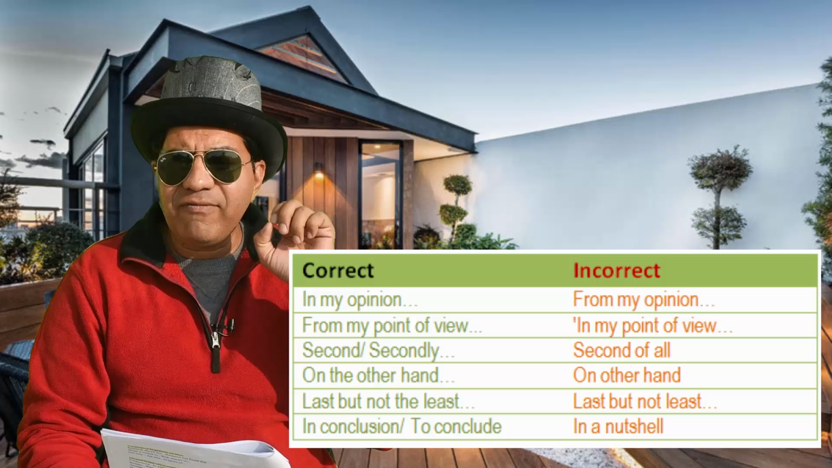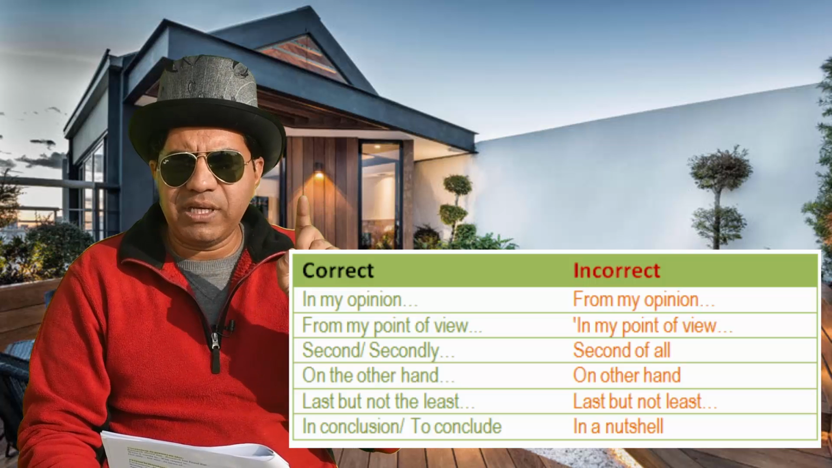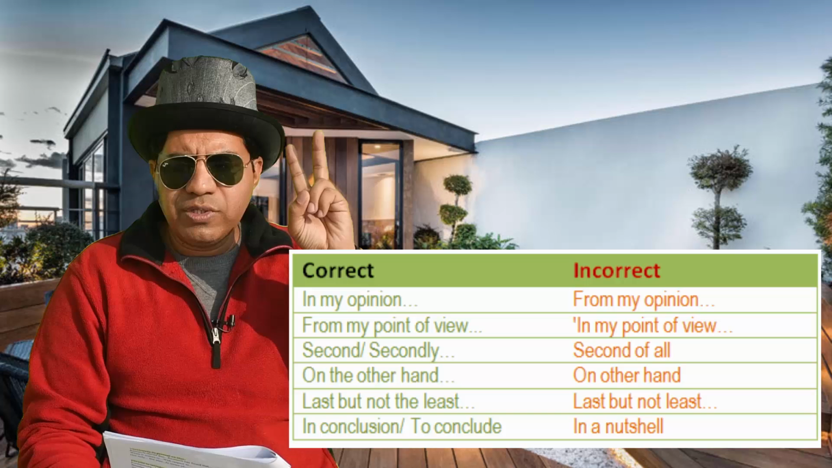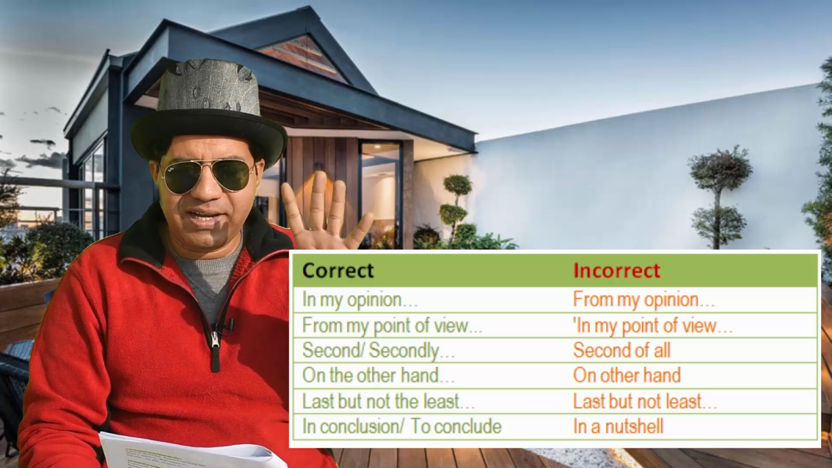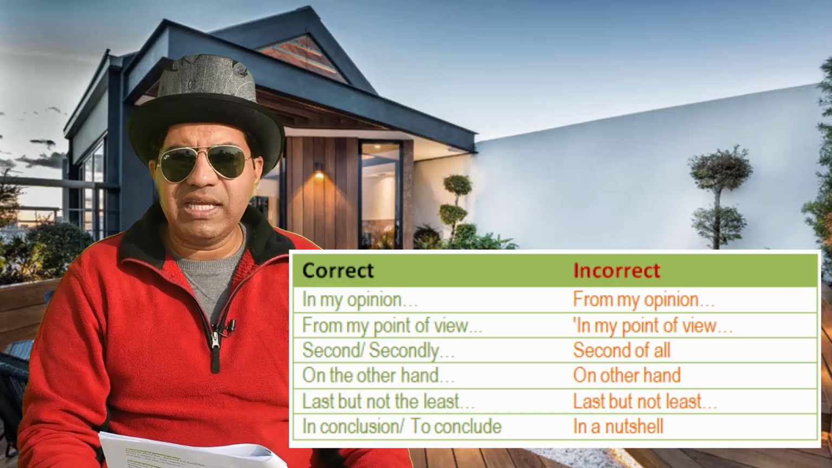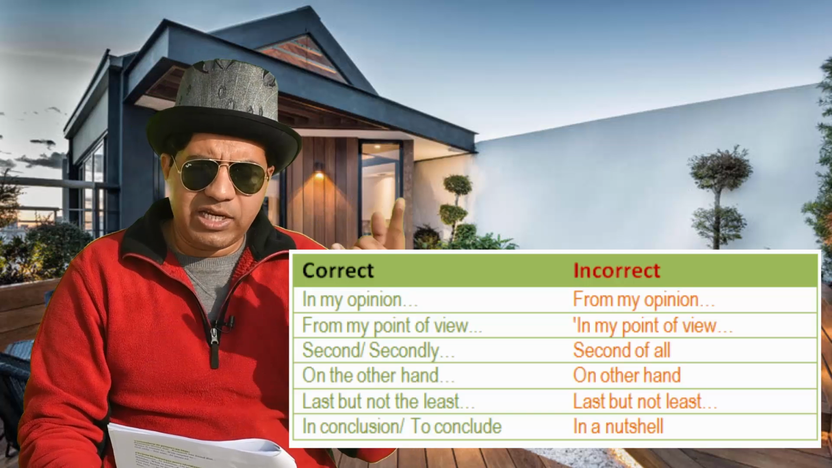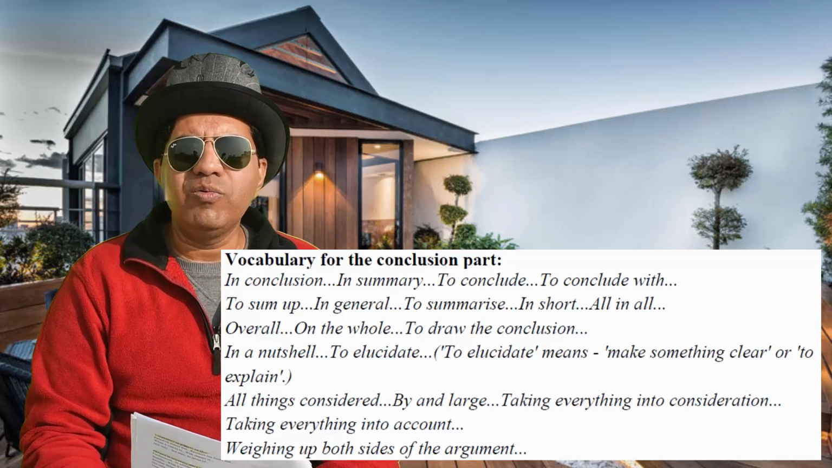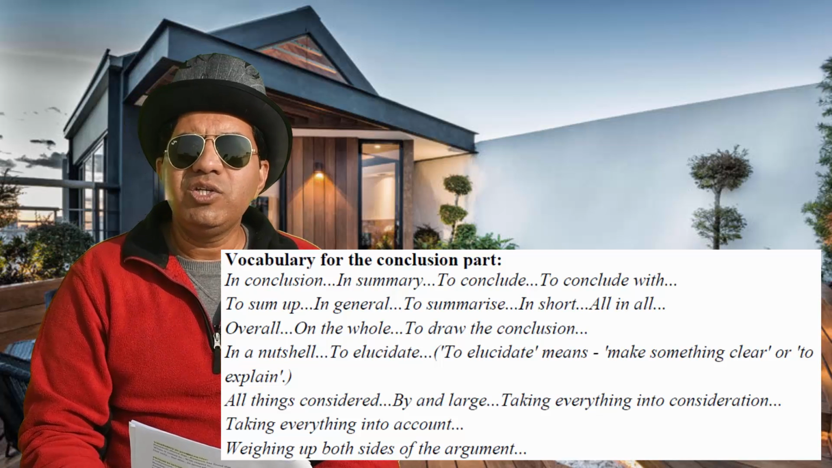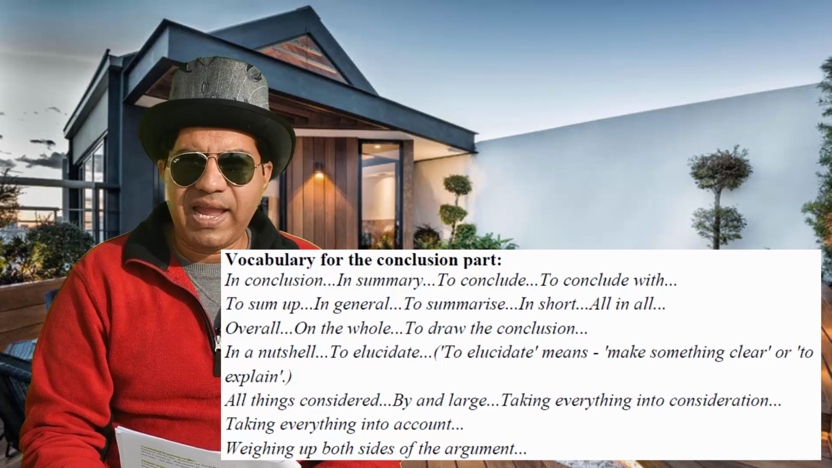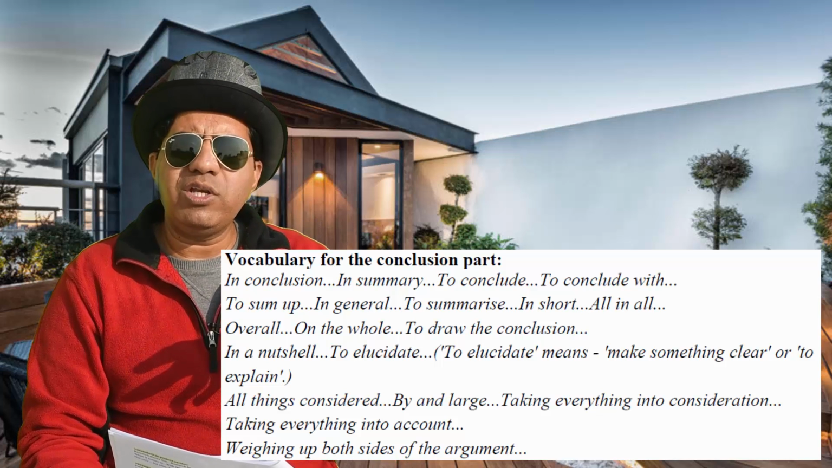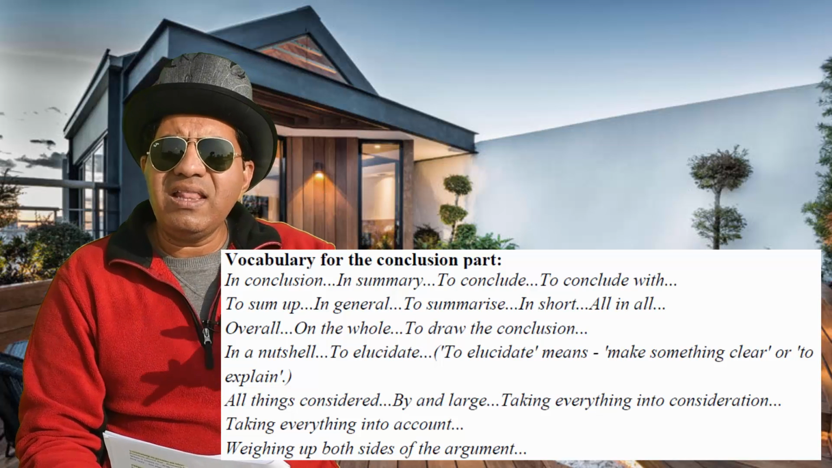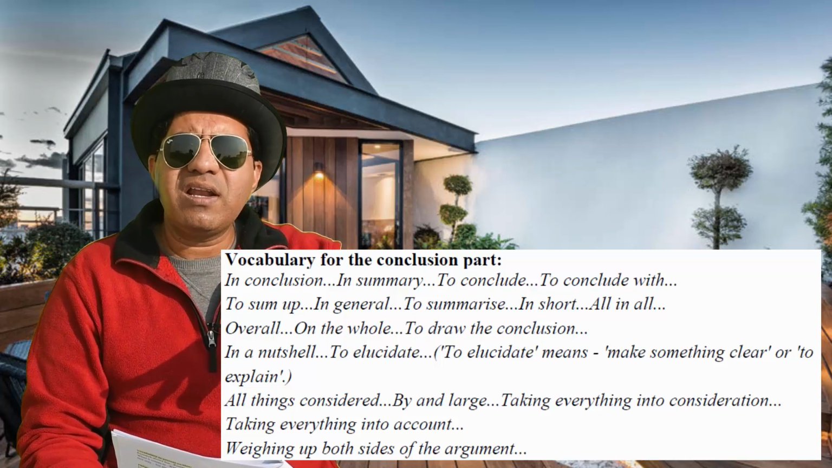Now please never use phrases like from my opinion, in my point of view, second of all, on other hand, last but not least, in a nutshell. Don't use these phrases. I told you the correct forms. Now the last thing, vocabulary for the conclusion part. When you are going to write your essay's conclusion, for that you need these words. Now see, I am teaching you all these words which you can use in any type of essays. Then there are some specific words which are related to the topic.